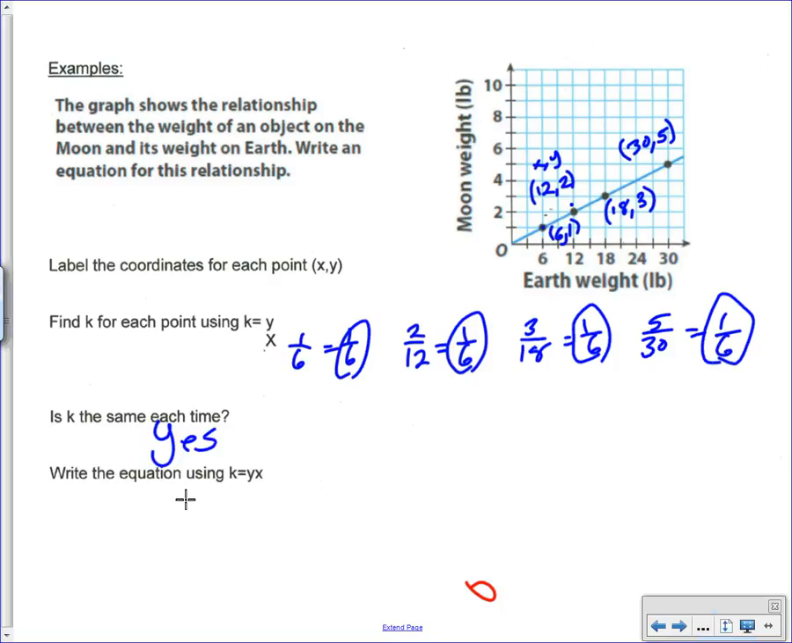Write the equation using k equals y over x. So that should be actually y equals kx. It's a typo. So it is y equals 1 over 6 x. That is our equation. All right, moving on. One more.